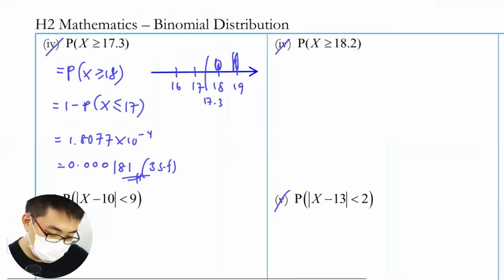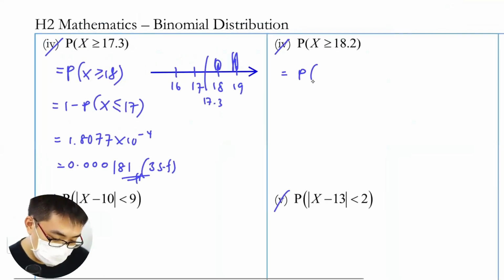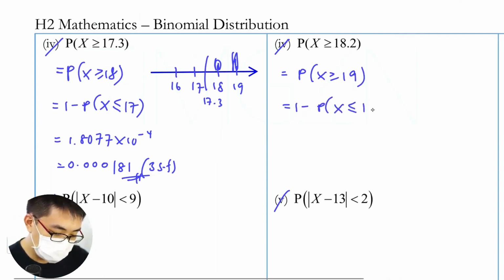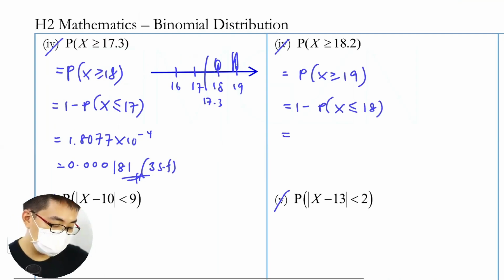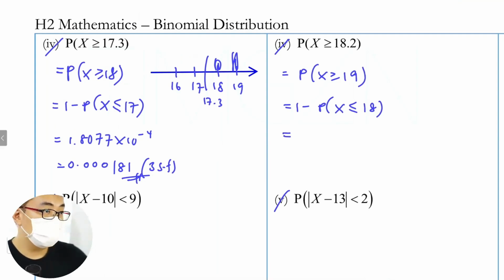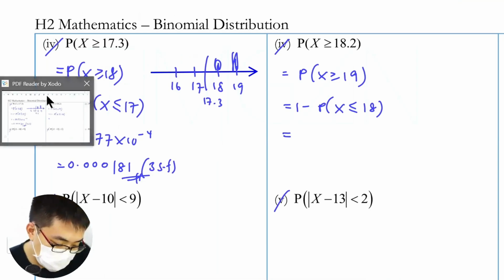So this one will be 19. Okay, key in calculator. Then part 5.